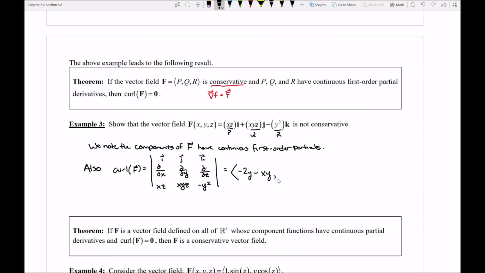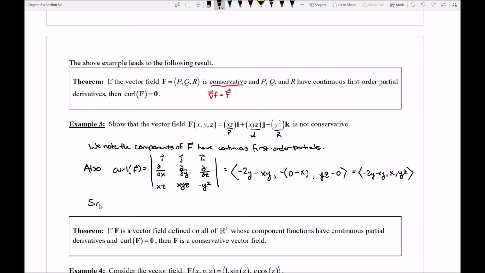I can then go ahead and calculate partial with respect to x of negative y squared, so that's going to be 0. And then partial with respect to z of xz, so that's going to be x. For my last piece here, I'm going to have partial with respect to x of this, which is yz. And then I'm going to have partial with respect to y, which is going to be minus 0. Now, if I take a look at what I ultimately ended up with here, I can definitely see very, very quickly that this is not 0.